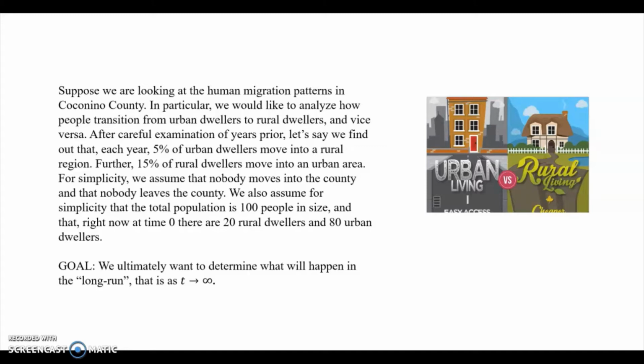And we will also assume, for simplicity, that we're dealing with only 100 people. And this number is not particularly important. It just is a nice number that allows us to easily investigate what percentage of people live in each of these two regions. So we'll just assume that at time zero, initially there are 20 rural dwellers and 80 urban dwellers. And ultimately what we want to determine is what's going to happen to these populations as time gets really large.